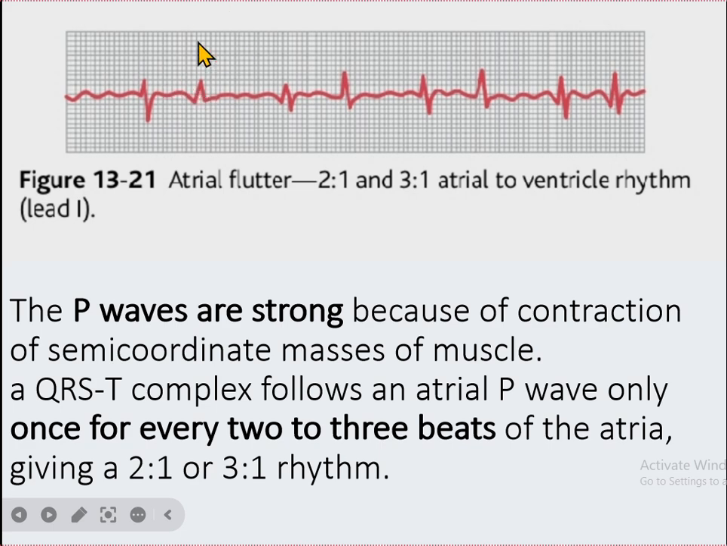atrial flutters. Okay, this is different from the second degree blocks. In the second degree block we are having dropped beats. But in this case, you are having beats where in some cases we don't have QRS complexes. You're having 2 beats, then a QRS complex, 3 beats, a QRS complex. It is because the impulse is greatly delayed inside the atrial walls.